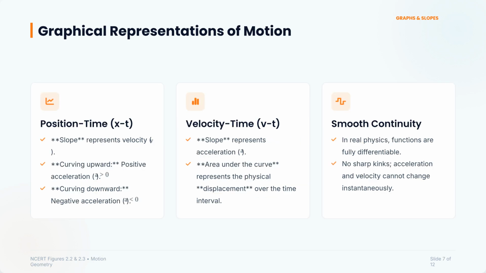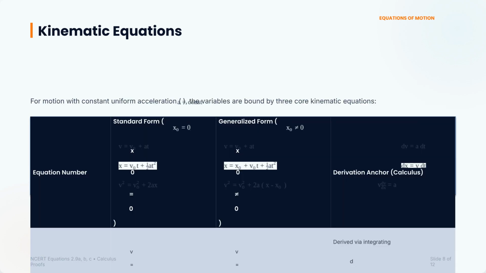Graphical representations are powerful tools. In position-time graphs, the slope shows velocity. In velocity-time graphs, the slope shows acceleration, and the area under the curve represents displacement. Note that in physical systems, motion functions are continuous and differentiable.